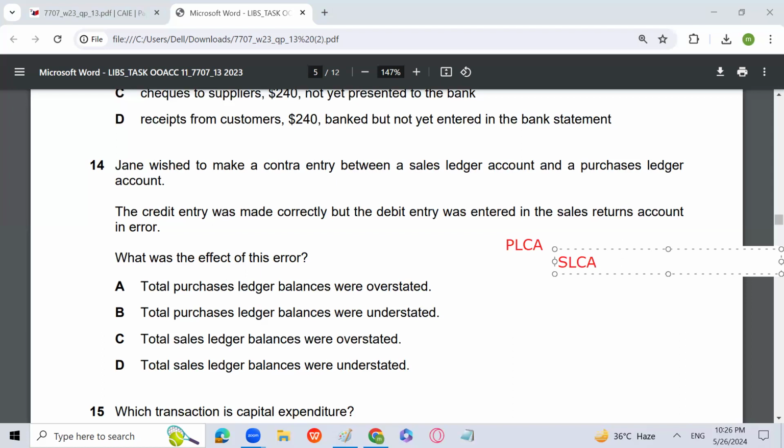Right? Contra, set off. You have to cancel out. So it is saying that it is not recorded in the purchase ledger control account. So it is not recorded on the debit side. So PLCA is not recorded. So total purchase ledger balances were overstated because we haven't debited it yet.